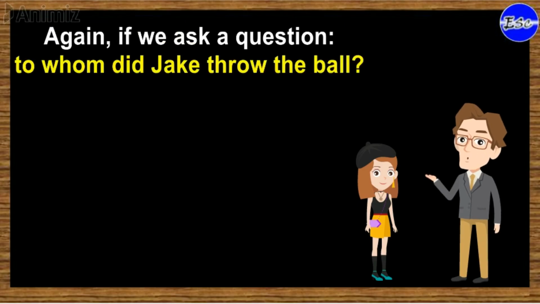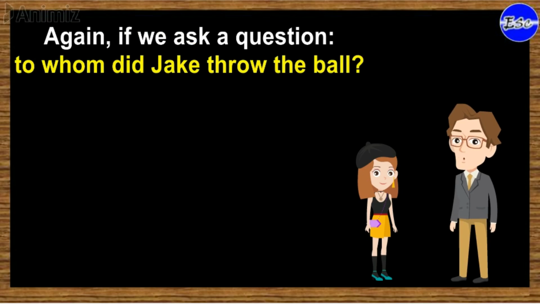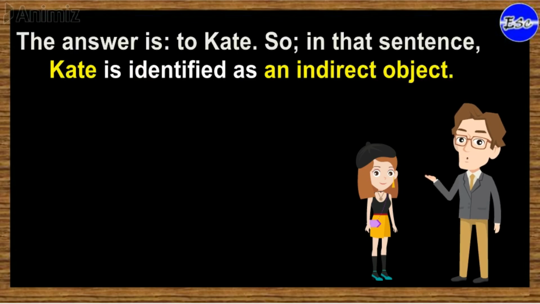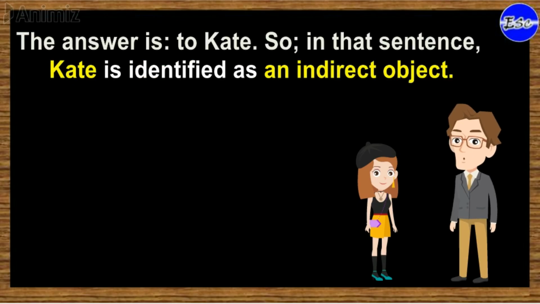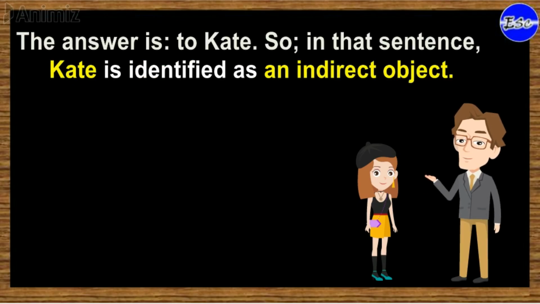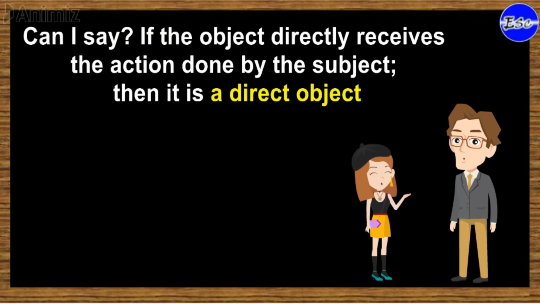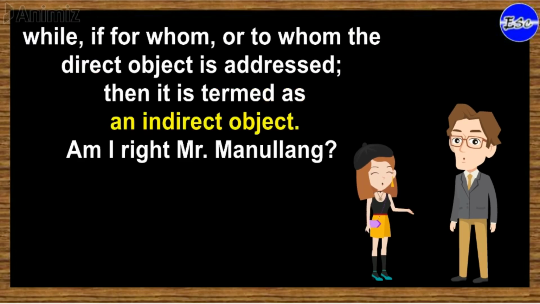Again, if we ask a question, to whom did Jake throw the ball? The answer is, to Kate. So, in that sentence, Kate is identified as an indirect object. Can I say, if the object directly receives the action done by the subject, then it is a direct object, while if for whom or to whom the direct object is addressed, then it is termed as an indirect object. Am I right, Mr. Manulung?